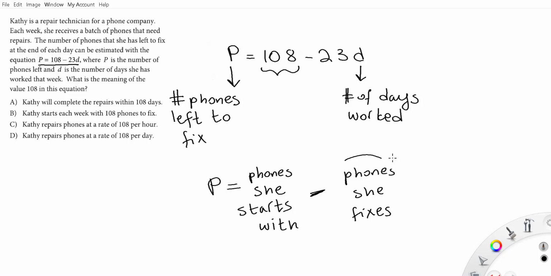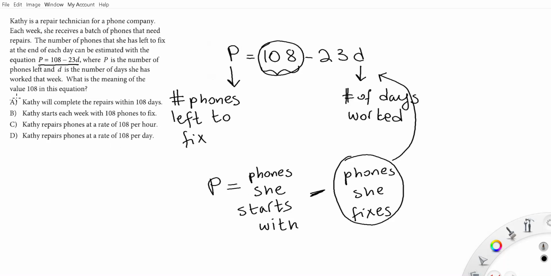I can already tell that the number of phones that she fixes is my variable, right? Because the number of days that she works will determine the number of phones that she fixes. So this is a variable. But over here, the number of phones that she starts with could actually be my answer. My constant, 108, is the constant. It doesn't change. It's not a variable.